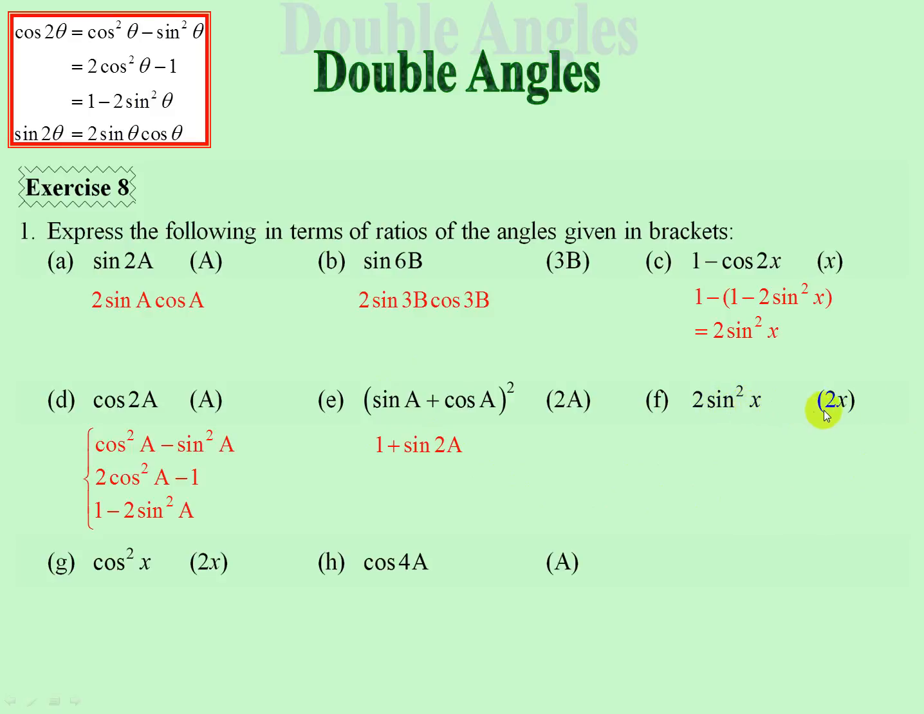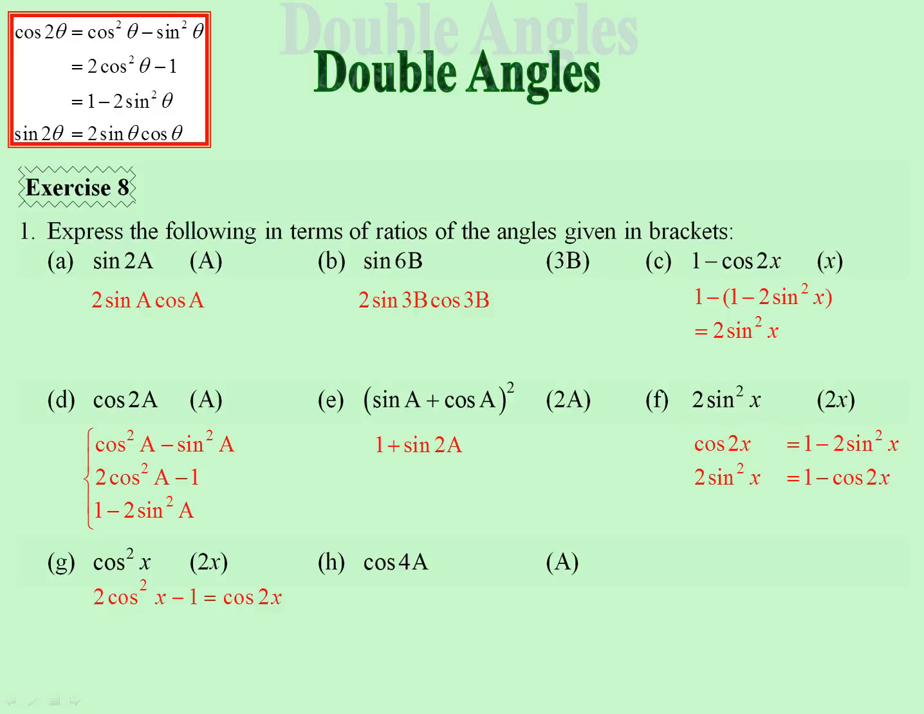2 sine squared x in terms of 2x. So I need to say, well, which formula has a 2x and an x with sine? 2 theta and a theta with sine. There we are. So therefore, I'm going to write cos 2x equals 1 minus 2 sine squared x. Now I'm going to solve that for 2 sine squared x. There we are. 2 sine squared x across, cos 2x to that side. This now has given 2 sine squared x in terms of a 2x.